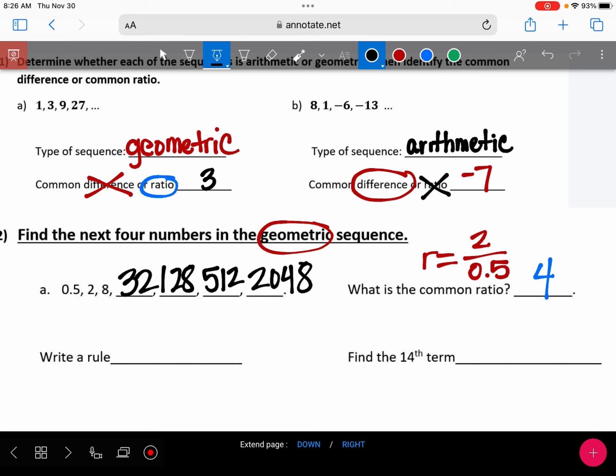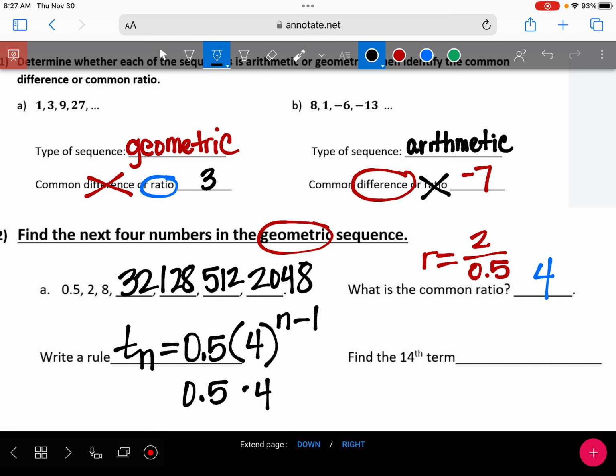All right, so now let's start writing our geometric rule. To write your rule, T sub n equals the first term, which is 0.5. Now, I always put my ratio in parentheses. That's just optional, but when you look at my answer key for the quiz review, you're going to notice that I put my ratio in parentheses. So I'm going to put the 4 in parentheses, and it's to the power of n minus 1. That is how you write your geometric rule. You don't have to put the 4 in parentheses if you wanted to put 0.5 times 4, but I just feel like that little dot might look like a decimal, so I just put it in parentheses.